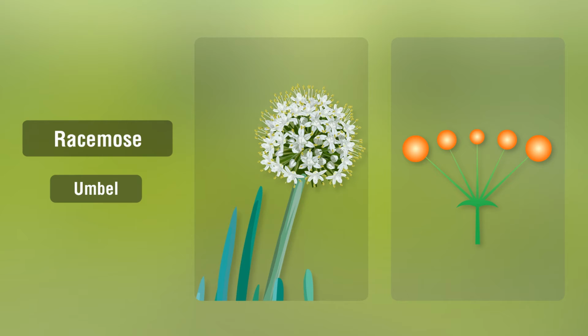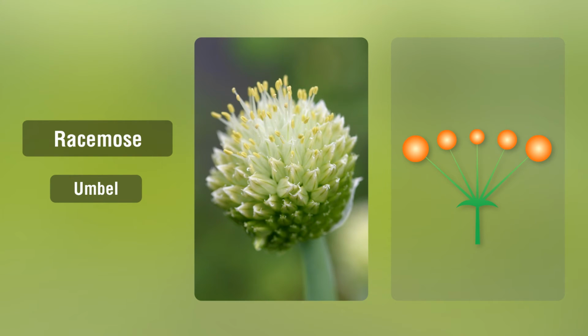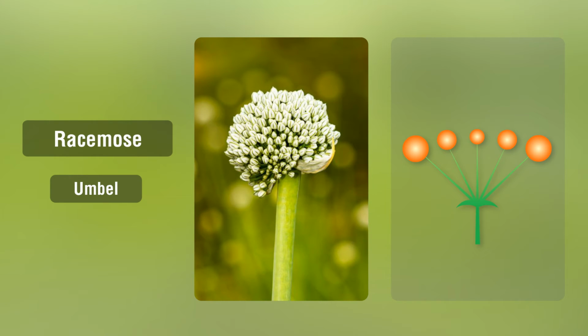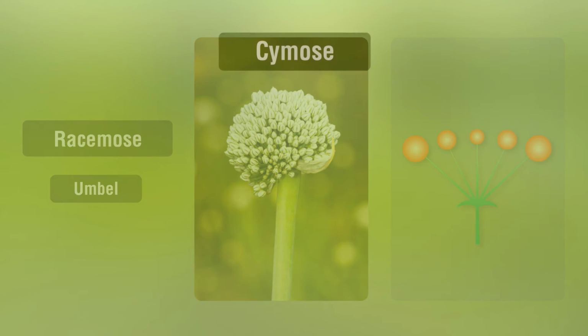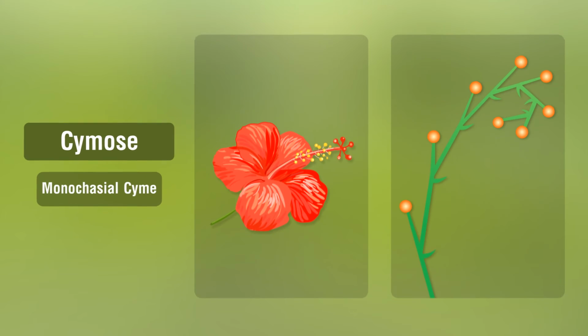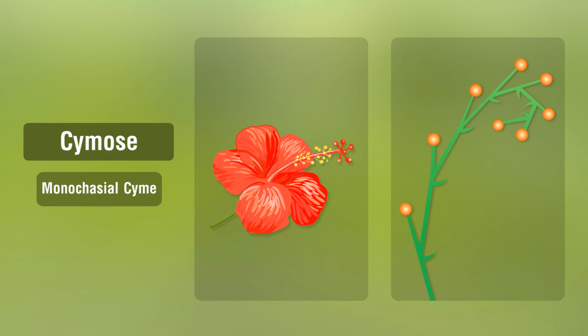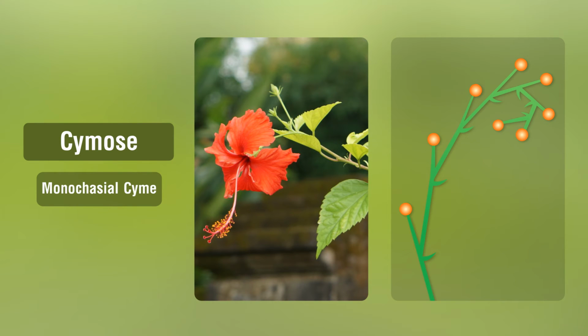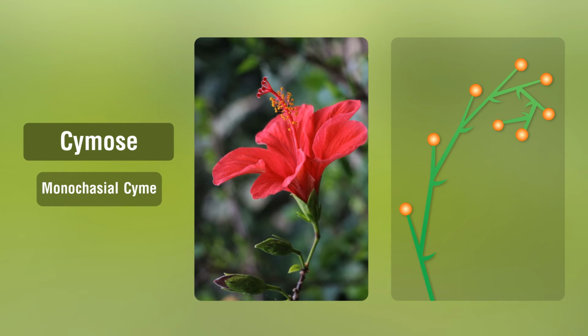An inflorescence with an extremely reduced main axis bearing a cluster of pedicellate flowers with equal stalks is referred to as umbel, seen in onion. Now observe the cymose types and their flowers. In monochasial cyme, a single flower arises in the axil of a leaf of an ordinary shoot, or the peduncle ends in a single flower. Example, hibiscus.